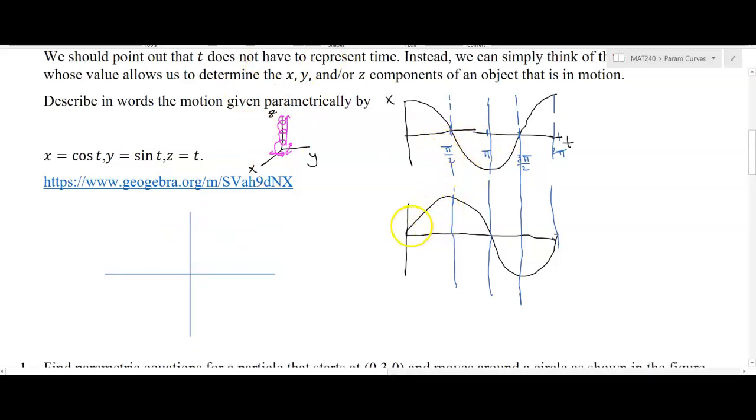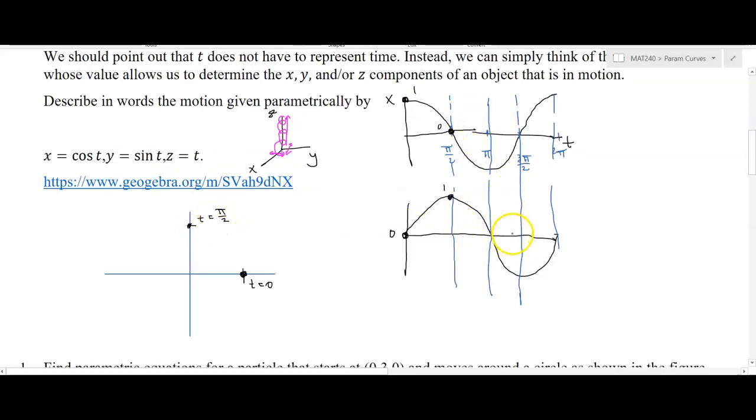At time 0, x is at 1 and y is at 0. So that means that we're at the point 1, 0. This is at time 0. Now at time equals pi halves, I see that x becomes 0 and y becomes 1. So now this particle is no longer there. It's now up here at the position 0, 1, and this took pi halves units of time.